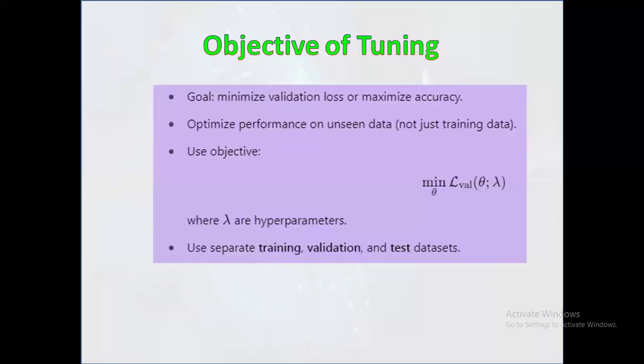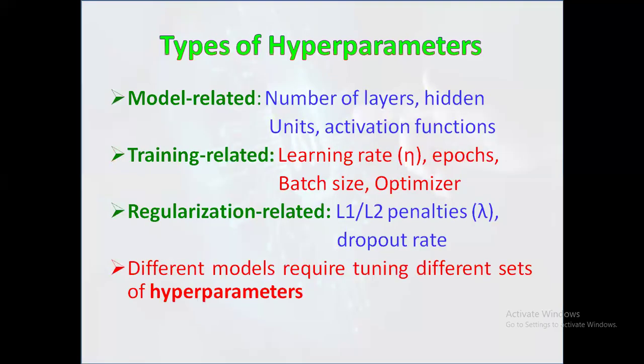Next, objectives of tuning. Types of hyperparameters. The model related means number of layers, hidden layer units, and activation functions. These hyperparameters determine the structure of the model. For example, more layers and hidden units allow the model to learn complex features, but they also increase computational cost and risk of overfitting. And activation functions like ReLU, sigmoid, or tanh also significantly affect learning behavior.